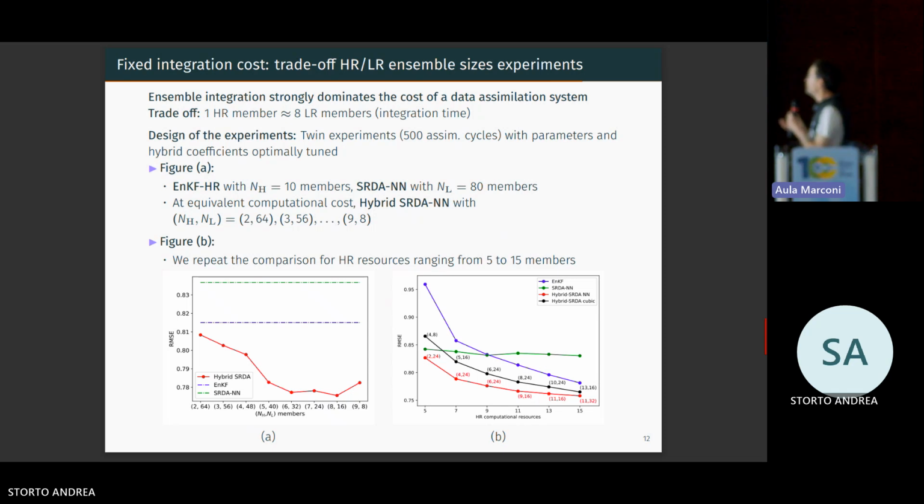And basically, what we can see is that whatever the computational resources available between 5 and 15, the hybrid SRDA neural network outperforms the hybrid SRDA cubic, but also the ENKF in high resolution in blue and the SRDA neural network in green. And we assume that there will be a convergence between the ENKF and the hybrid SRDA method between 15 to 20 members.